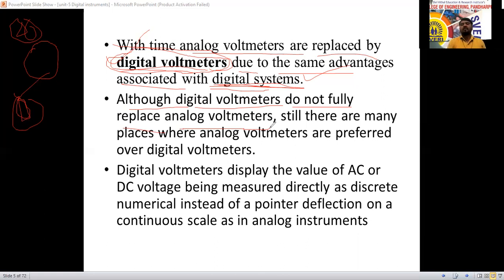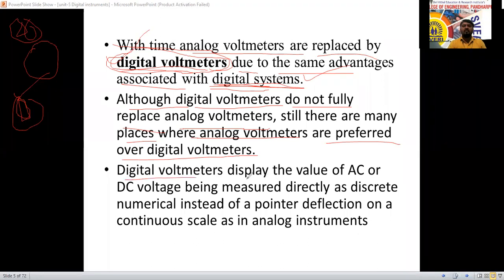Especially in the research labs, because of the active devices, they are not suited for the digital meters. They will go for the analog only. So still there are many places where analog voltmeters are preferred over digital voltmeters. So many places are there that prefer the analog voltmeters.